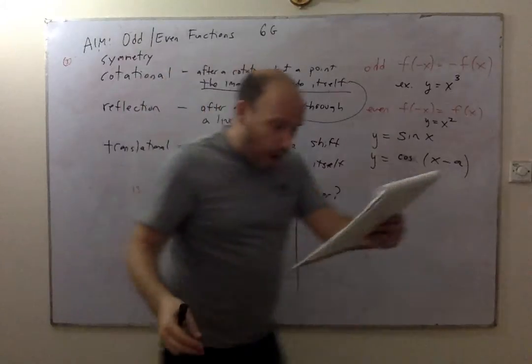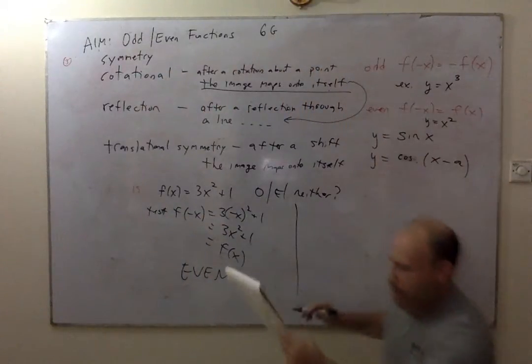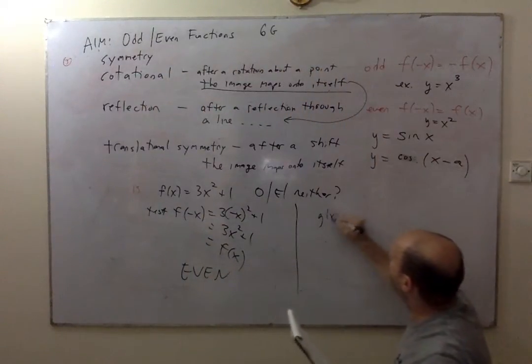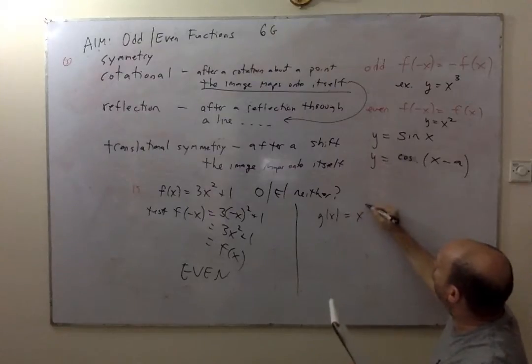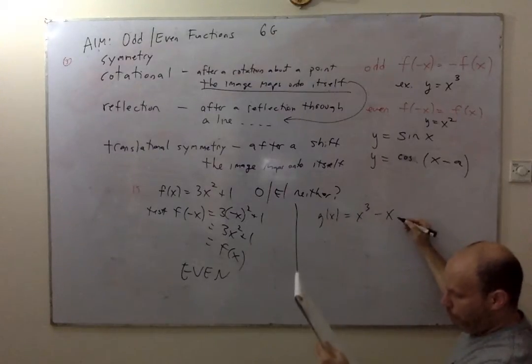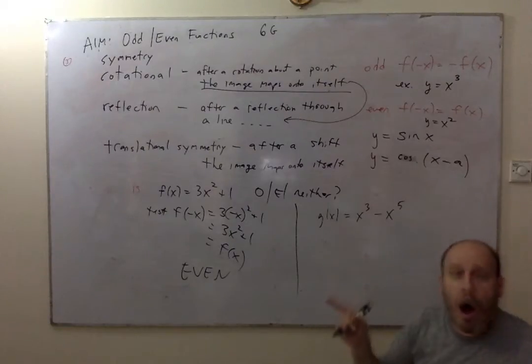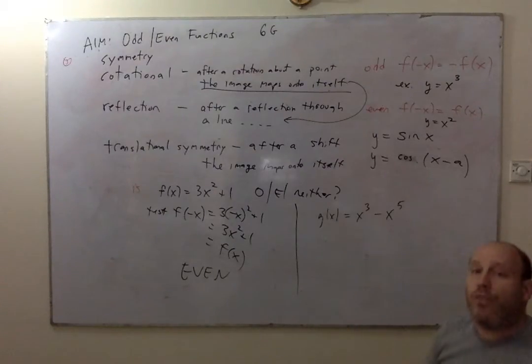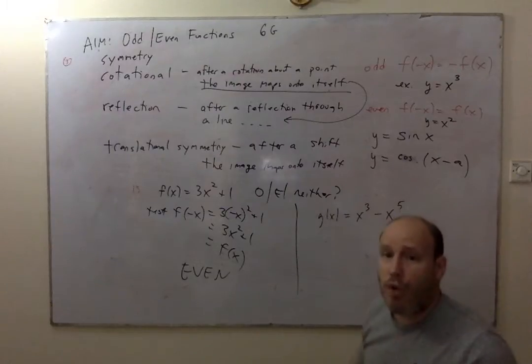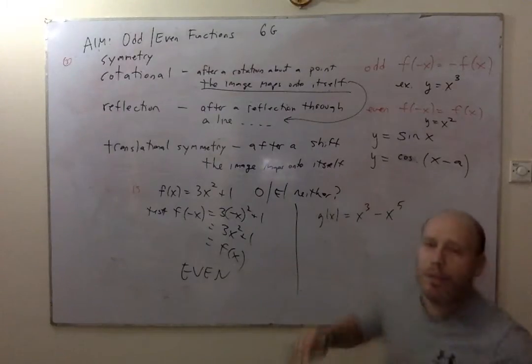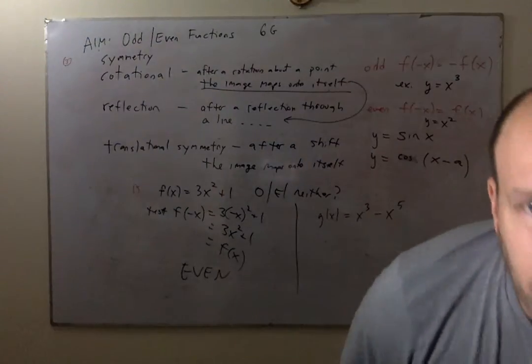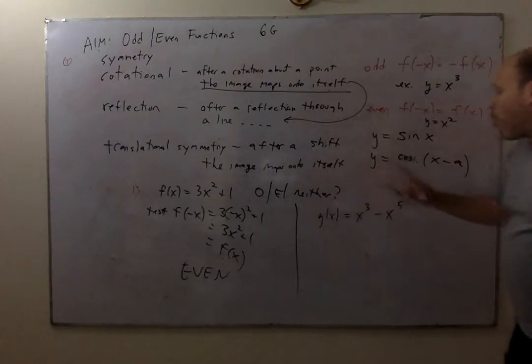Next example, g of x is equal to x cubed minus x to the 5th. Is that function even or odd? Once again, if you've been looking through the IB exams, you know they ask this. Can you see the board? Is it too dark? It's good. Is it even, odd, or neither?